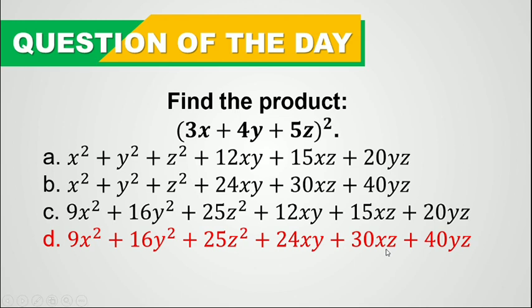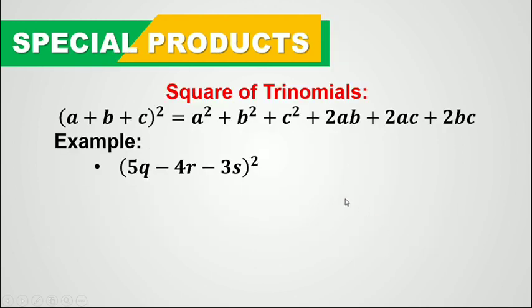Alright? Now this time, let's try to find the product of this given example wherein the operation is subtraction. So instead of addition, what if it is subtraction? The same thing, all we just have to do is follow this pattern. So again, we are going to square the first term. So quantity 5q squared, and then plus the square of the second term.